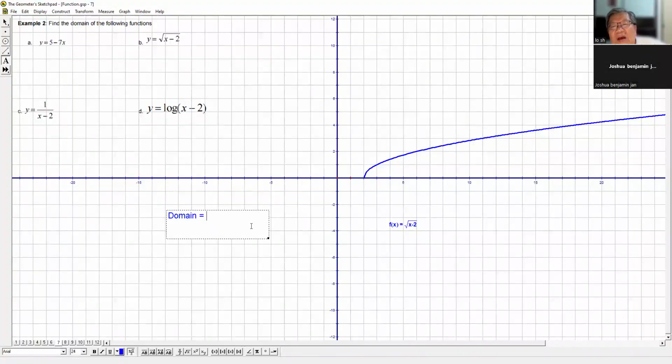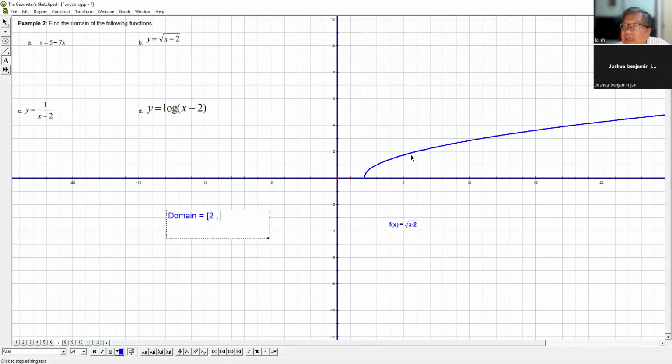From 2. We start from 2. Exactly 2, or equal to 2, or not equal to 2? Equal to 2, can or not? Equal to 2. Let's say you put x equal to 2. 2 minus 2 is what? 0. Square root of 0 is 0. Yes, you can start from x equal to 2.